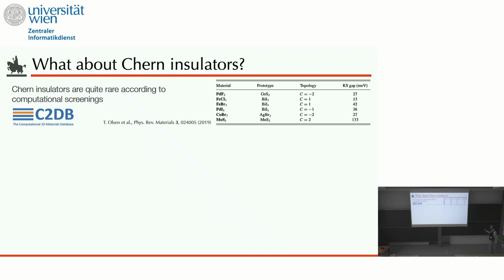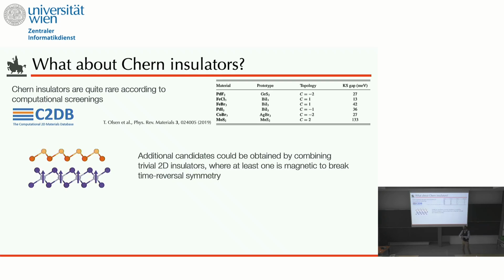But now, since we have these thousands of materials, we thought maybe we can find a way to exploit all these trivial materials to get something which is topologically non-trivial. Of course, if we want a Chern insulator, we need at least one of them to be magnetic.